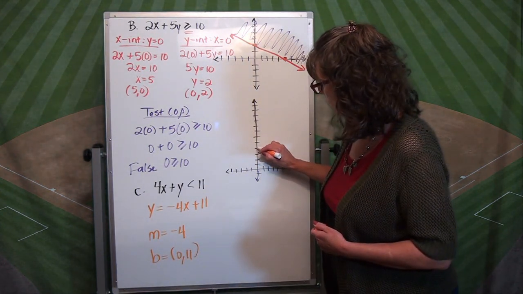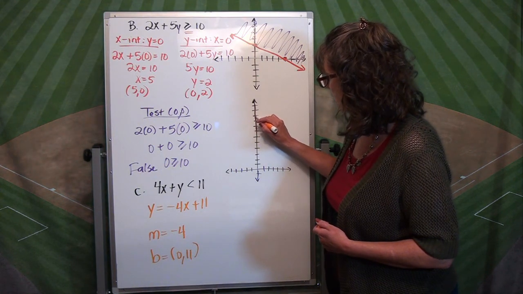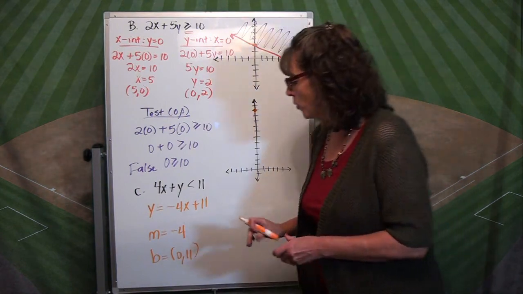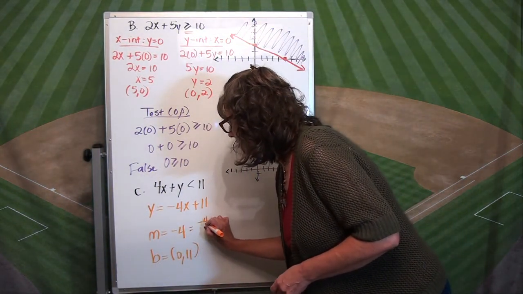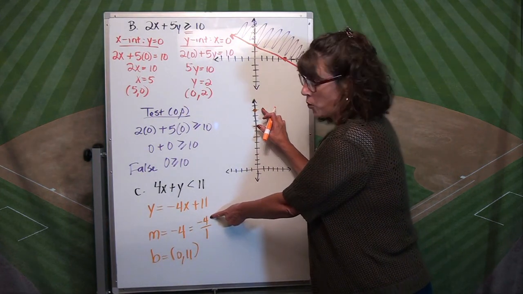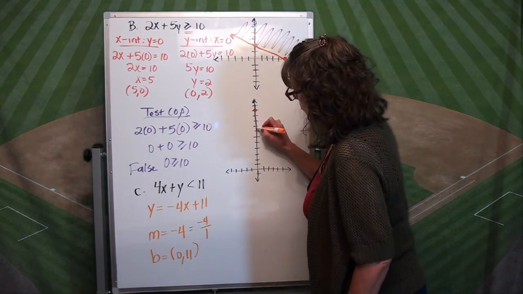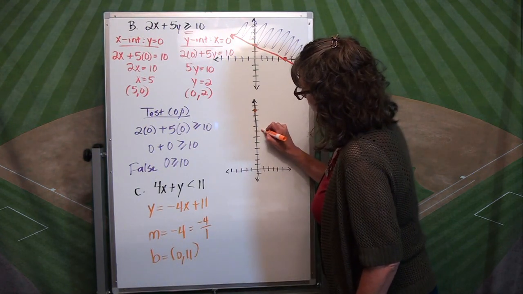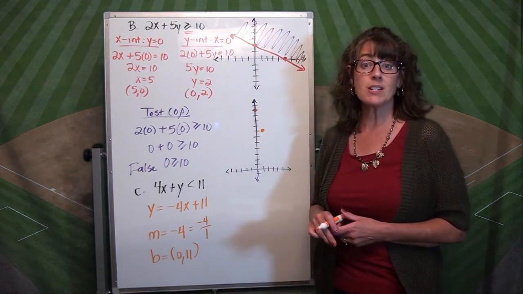1, 2, 3, 4, 5, 6, 7, 8, 9, 10, 11, sitting right here. And now I'm going to utilize that slope of negative 4, and I'm going to make it a fraction, negative 4 over 1. So from here, I'm going to rise negative 4, which means comes down 4. 1, 2, 3, 4. I'm going to run, since it's positive, to the right. There's my second point. There's the 2 points that it takes to make a line.